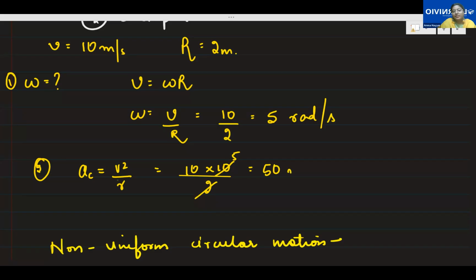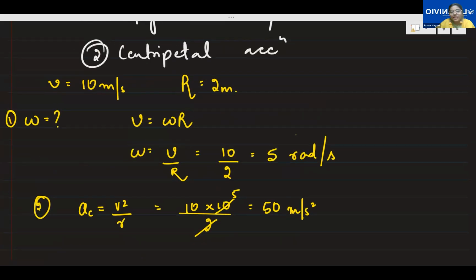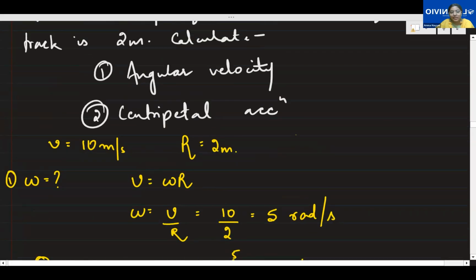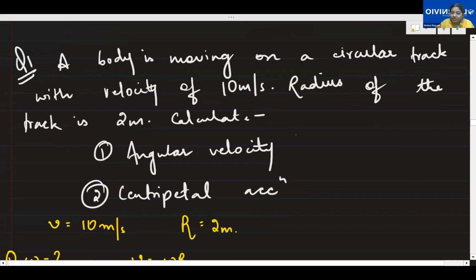See, this is centripetal acceleration. Its unit will be meter per second square. We won't put radian per second square. Radian will come only when we have the angular acceleration. In the case of centripetal acceleration, we won't include radian per second because that's not a rotational component. So centripetal acceleration will be v square by r, that is 100 by 2, which is 50 meter per second square, while the angular velocity is 5 radian per second. Easy formula based question. Have you got it?